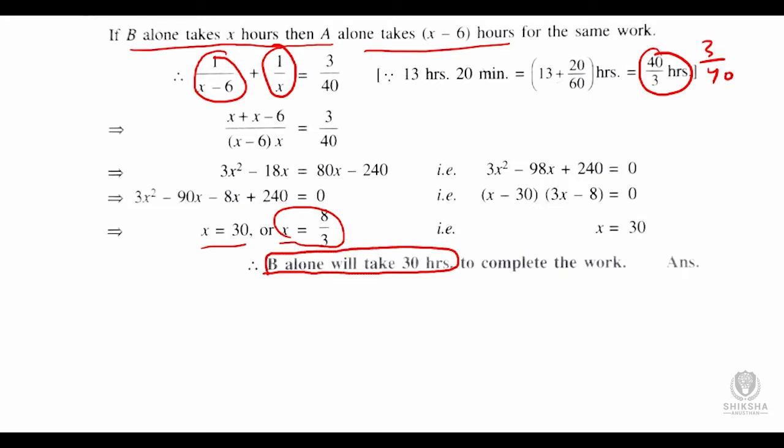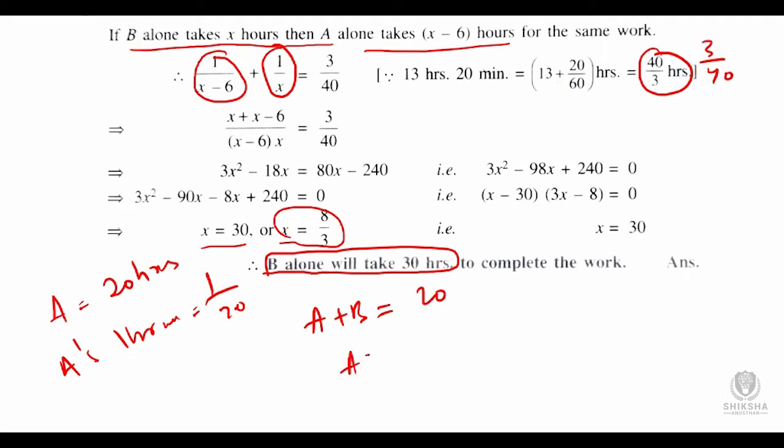In such cases, if a time period is given, suppose A completes the whole work in 20 hours, then A's 1 hour work would be 1 by 20th part. Now if A plus B together complete it in 20 hours, then A plus B's 1 hour work would be 1 by 20.